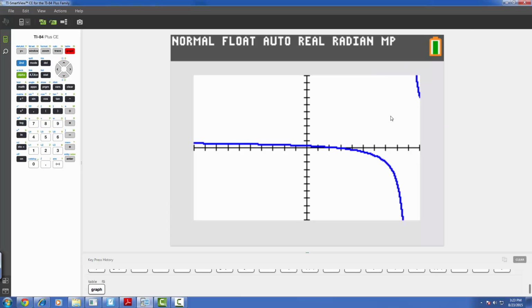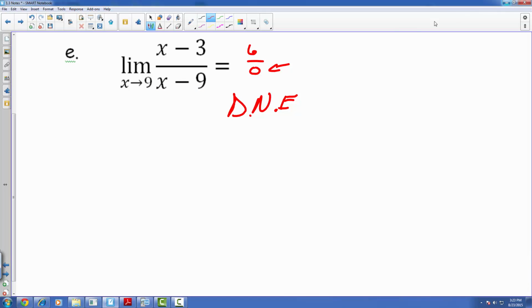So unfortunately, we don't see that because this one's going down, that one's going up. So as a result, there's really nothing we can do for this one. It just comes out to be does not exist. So again, that is problem 4e, example 4e from our 1.3 set of notes.